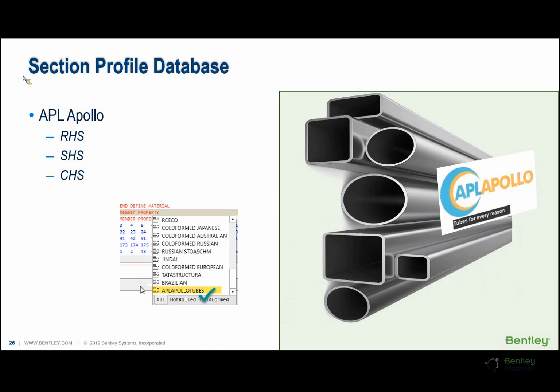Inclusion of some section database. You can see this APL Apollo section profile has been included. APL Apollo is a company just like Tata Structures and Jindal Steel. So it's basically a section database, and they are famous for building pipe kind of sections. In this APL Apollo, you can see RHS, SHS, and CHS sections have been included. So you can use this kind of APL Apollo sections for designing a structure.